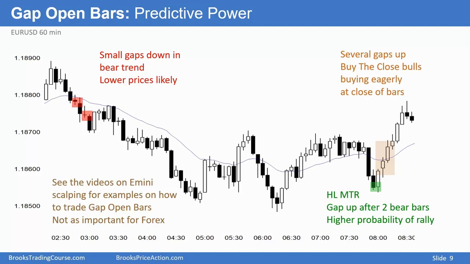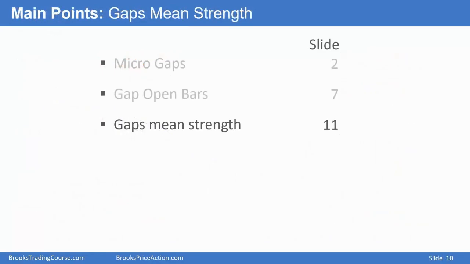This is a euro versus the dollar chart, and the gap open bars are not as common or as useful in Forex markets, but they're very useful for traders trading stocks and the E-mini. A gap means strength.